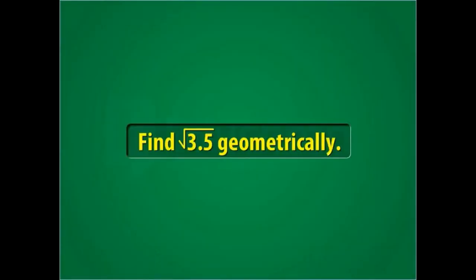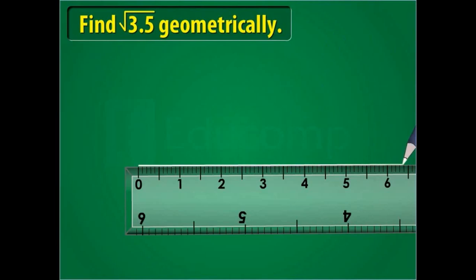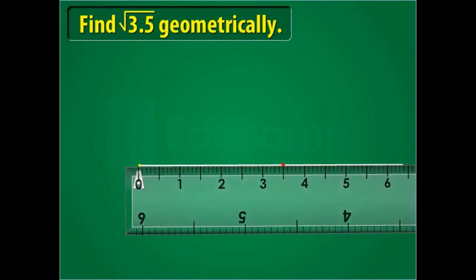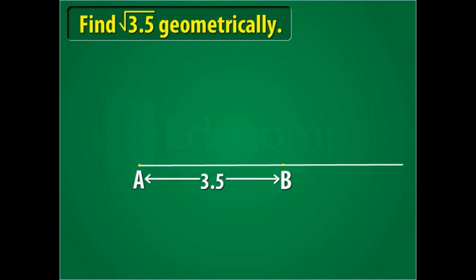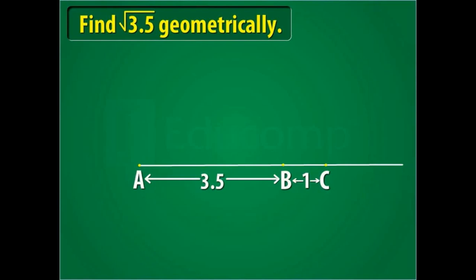Suppose we need to find the square root of 3.5 geometrically on a number line. First, draw a number line. Mark a point A on it. Locate another point 3.5 units away from the point A and mark it B. Locate another point 1 unit away to the right of B and mark it C. Now draw a perpendicular bisector of AC to locate its midpoint. Mark it O.